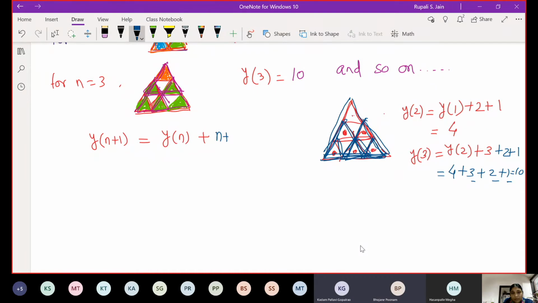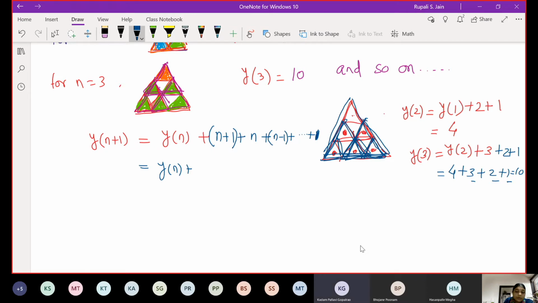n plus 1 plus n plus n minus 1 plus 2 and so on up to 1. Okay, n+1 I write like this. So what is this? This is the summation of 1, 2, 3 up to n+1.